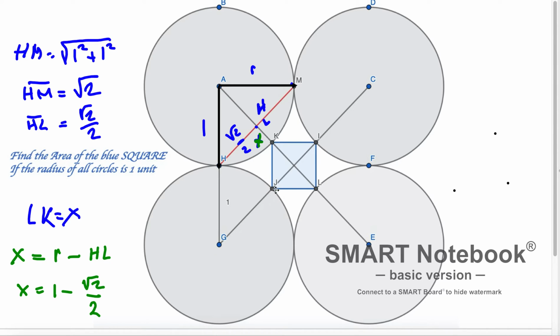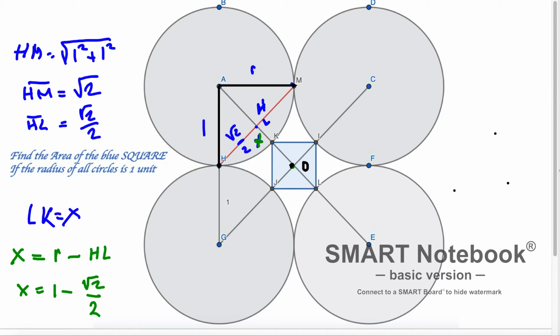But now, because the point here is to calculate the blue area of this square, we need to find this distance from K to the intersection of all the diagonals of the small square. Let me write this point as O. And KO is what I want to find.